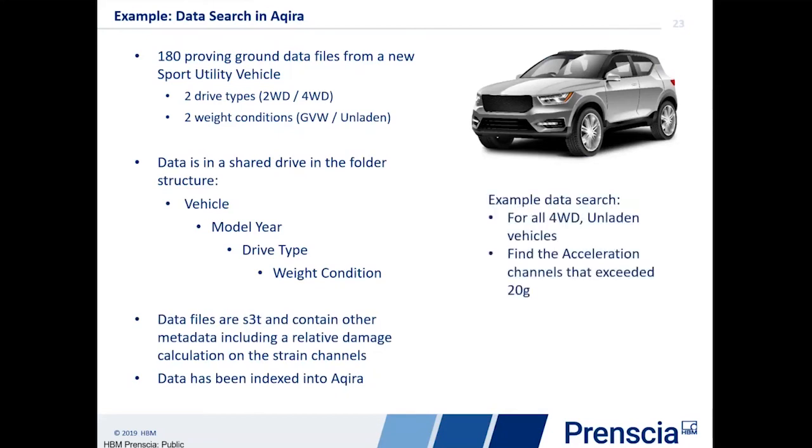So in this case, what do we want to do? Well, we want to do a data search where we look for all four-wheel drive unladen vehicle data. And we'd like to find the actual acceleration channels that exceed 20 G, so through some kind of impact event. So not just find the data files themselves, but actually identify, analyze and report on the individual channels themselves.